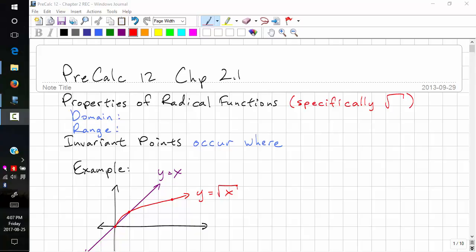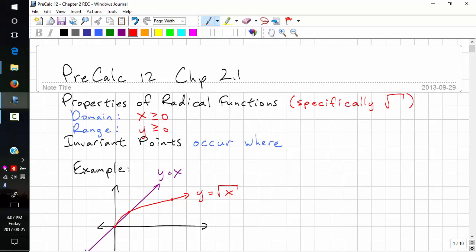This is PreCalculus 12, Chapter 2.1. We're going to be looking at properties of radical functions, specifically the square root function. And the domain of radical functions, the even roots, is x is greater than or equal to 0, and y is greater than or equal to 0 for the range.